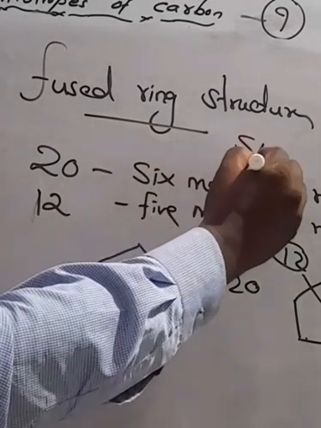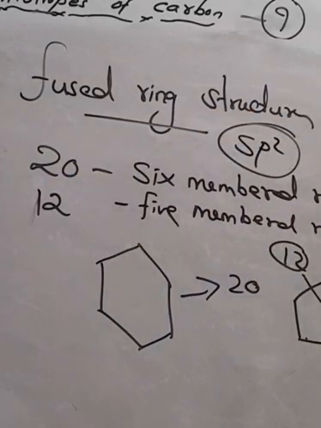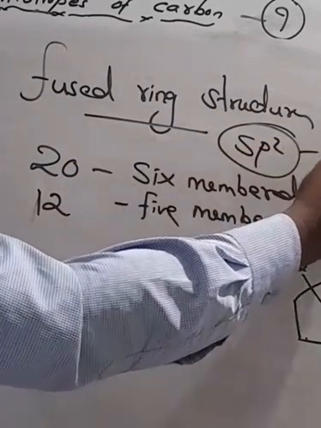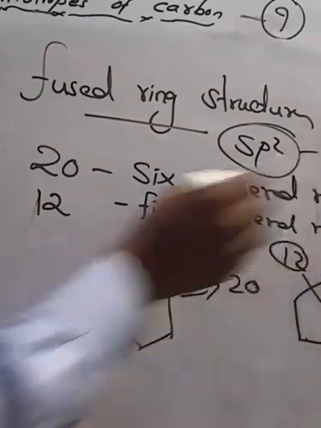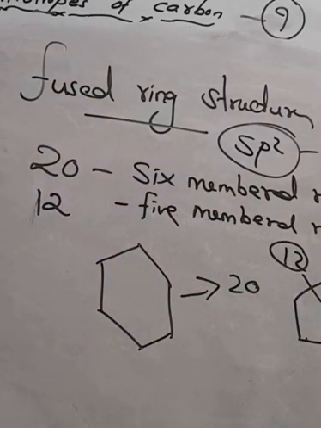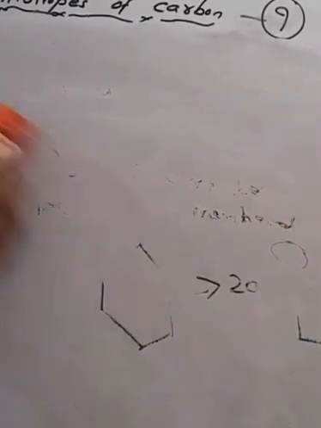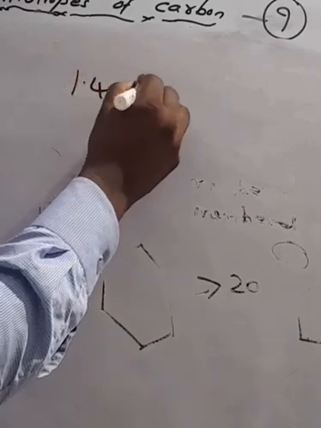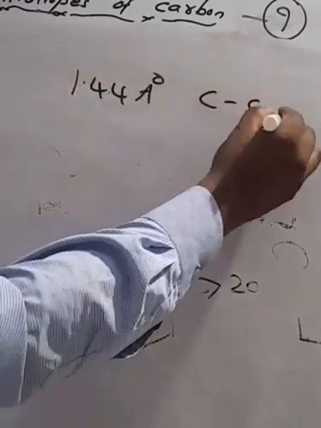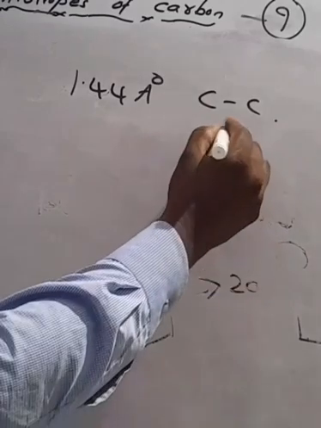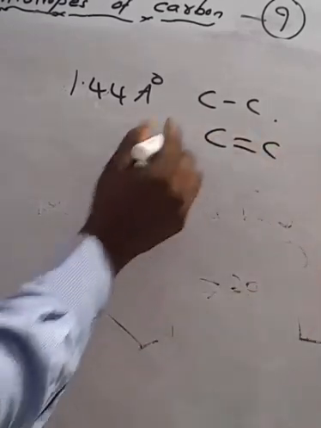Each carbon atom is sp2 hybridized and forms three sigma bonds, just like graphite. And they have delocalized pi bonding, which gives the aromatic character of this molecule. The bond distance is 1.44 Angstrom, which is about the carbon-carbon single bond. What about the carbon-carbon double bond?